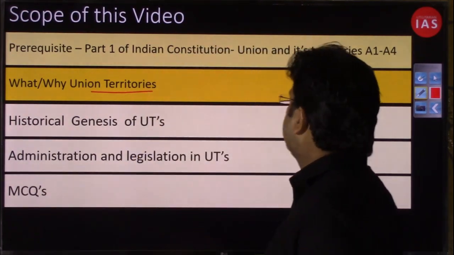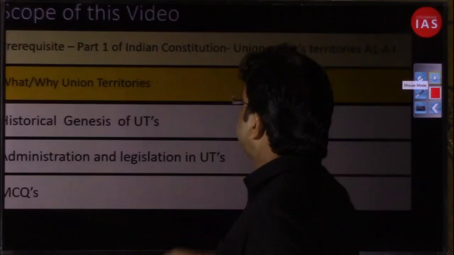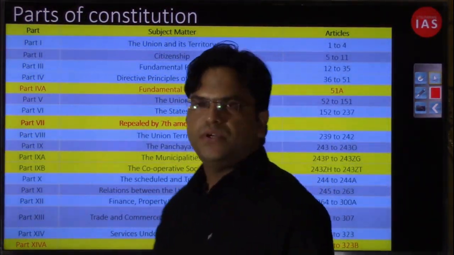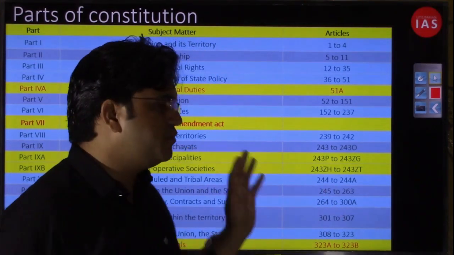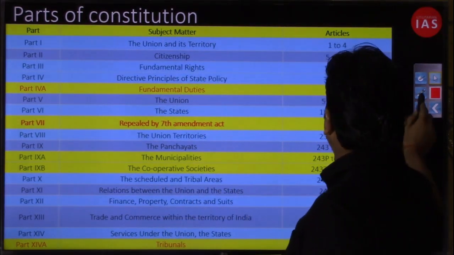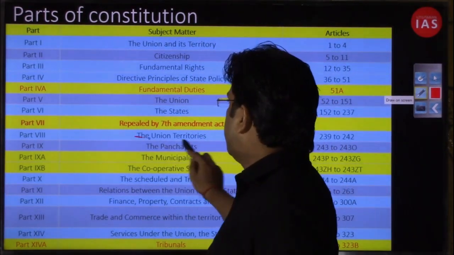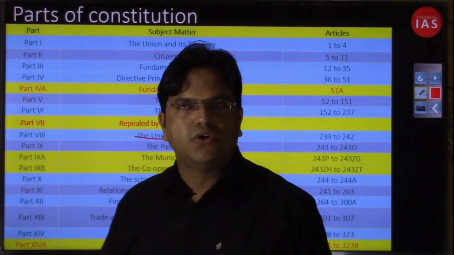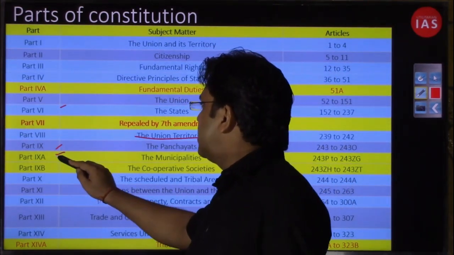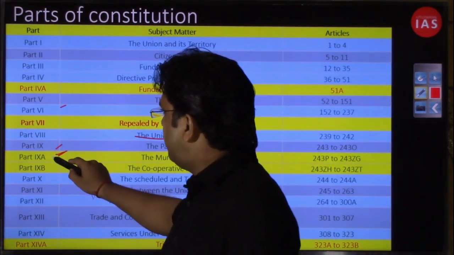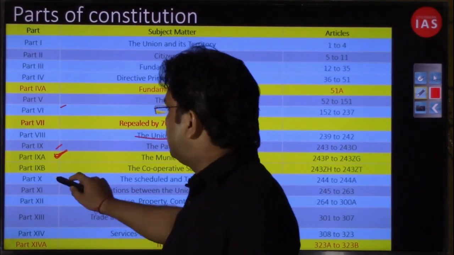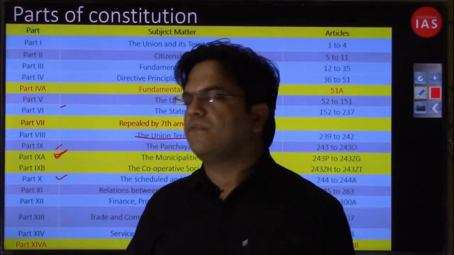So with this introduction, let us enter into the next slide and start discussing the core of this video. These are the 22 parts of the Indian Constitution, with the articles and the subject matter. We have already described that. Right now we are going to discuss part 8 of the Indian Constitution. From part 1 to part 6 we have already covered, and part 9 and 9A as well. So with this video we would be able to finish until this point. Cooperatives will be done at a later stage. After this video we'll be delving directly into part 10 of the Indian Constitution.